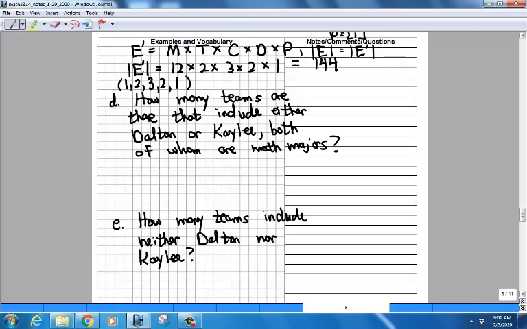All right, so teams that include either Dalton or Kaylee, both of whom are math majors. So we want to somehow build some sets, right, so that we can answer this question. All right, so any ideas there? It's definitely a set of teams, right? So that may involve some cross products, right? M is modeled by a smaller integer set.